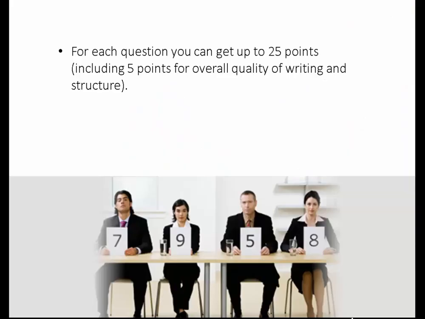Okay, for each of the questions, well, first of all, the questions will be weighted equally. And for each of the questions, you can get up to 25 points, including 5 points for overall quality of writing and structure. So writing is important. So if you write sloppily, you will lose points. Well, if you write properly, you will gain points. So provide us information that we can actually give you good points for, right?